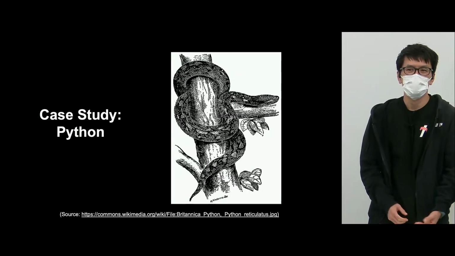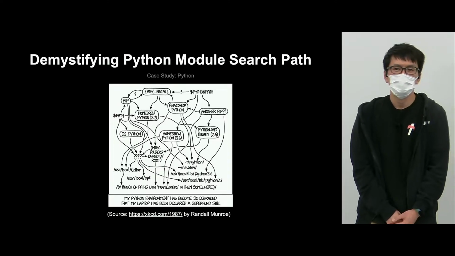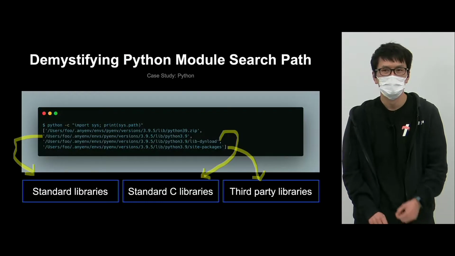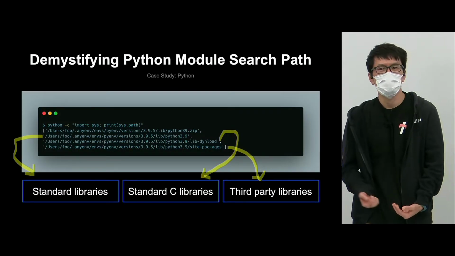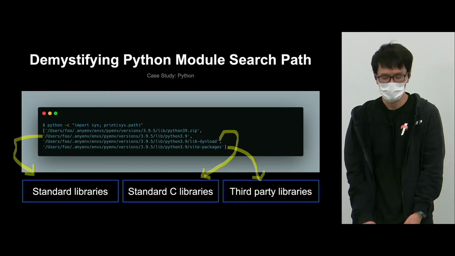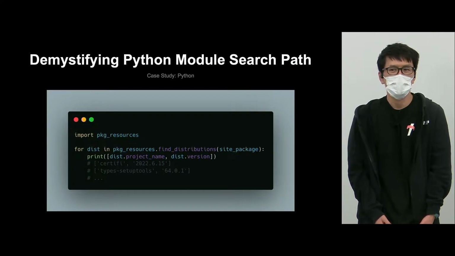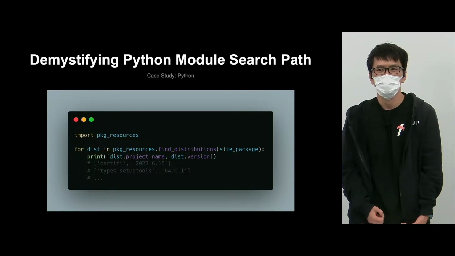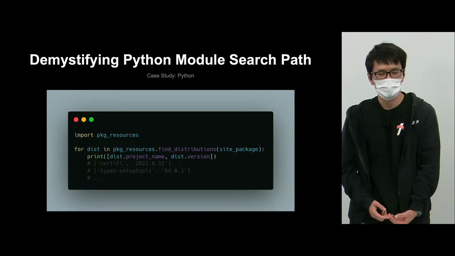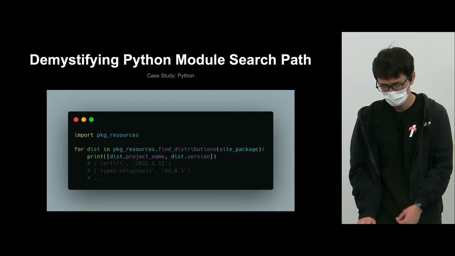Okay, let's see how to apply this concept to Python and Java. Python's module resolution looks complicated, but it doesn't. What we need to take care about is site packages, because third-party libraries go there. You can get a list of installed third-party libraries by inspecting site packages with the pkg_resources library. Just for your information, it is not an SBOM tool, but OSQuery uses this approach to list up Python modules.